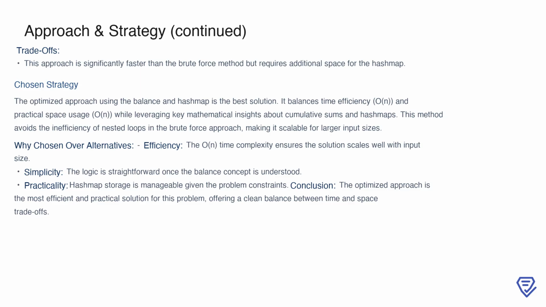With an O(n) time complexity, the method ensures good performance even for large inputs. Additionally, the logic is straightforward once the idea of cumulative balance is understood, making it easier to implement and debug. The space usage is reasonable within the problem's constraints, as the hash map only stores balances and their first occurrences.